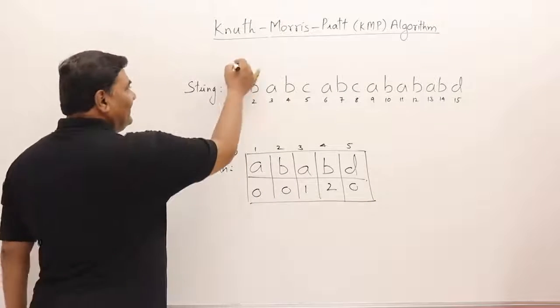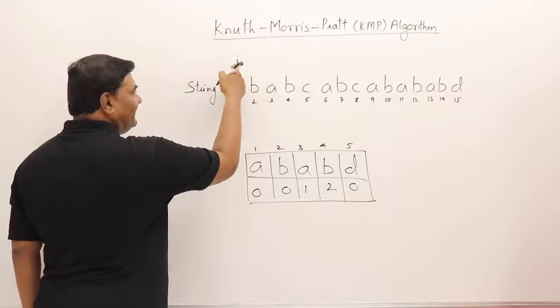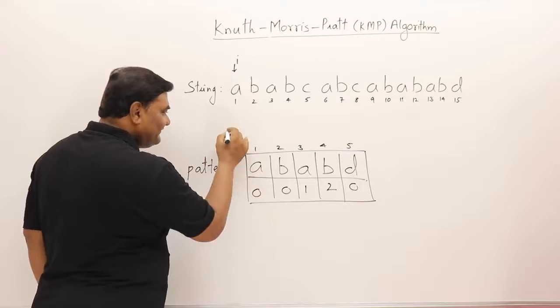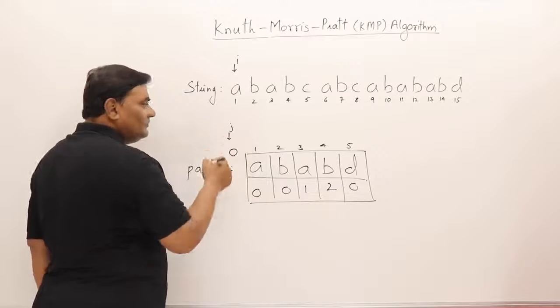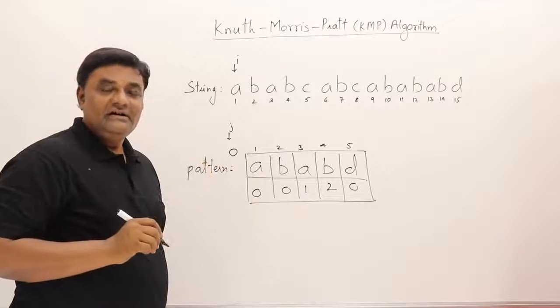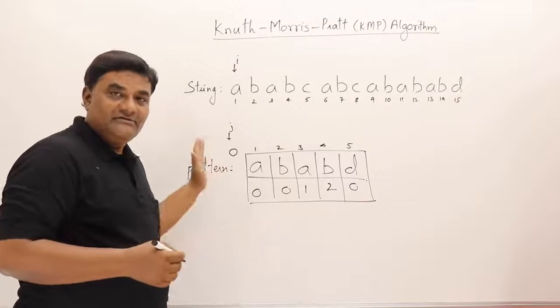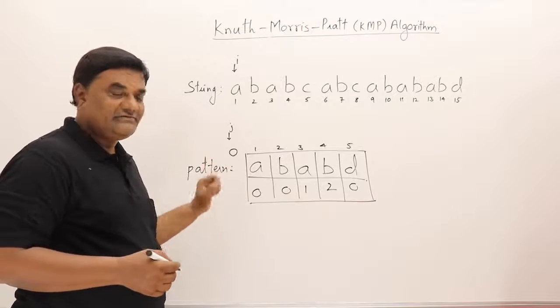Now let us start. First alphabet I is there. Then where is J? Now it is not on the first alphabet. We will take it on 0. This is a special thing. You can start from here also, but the working will change a little bit. I am starting from 0. This is easy. Let us watch.